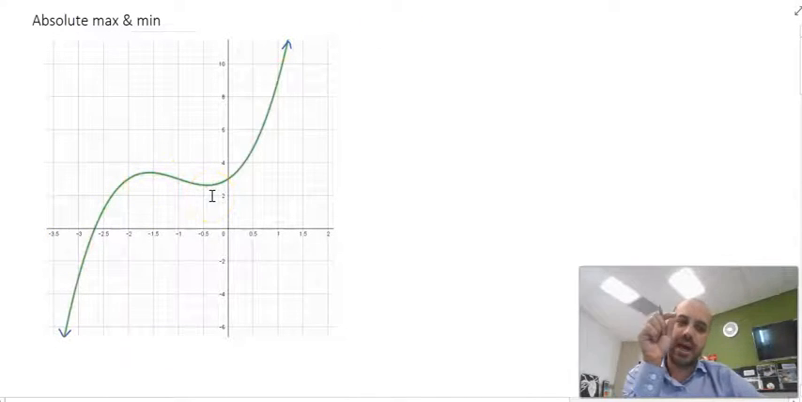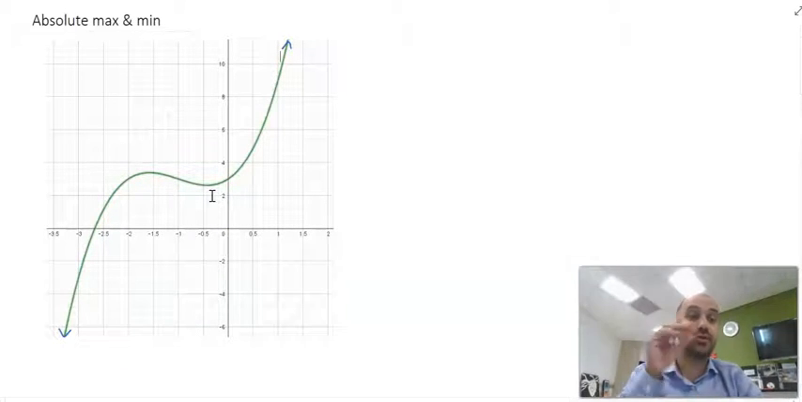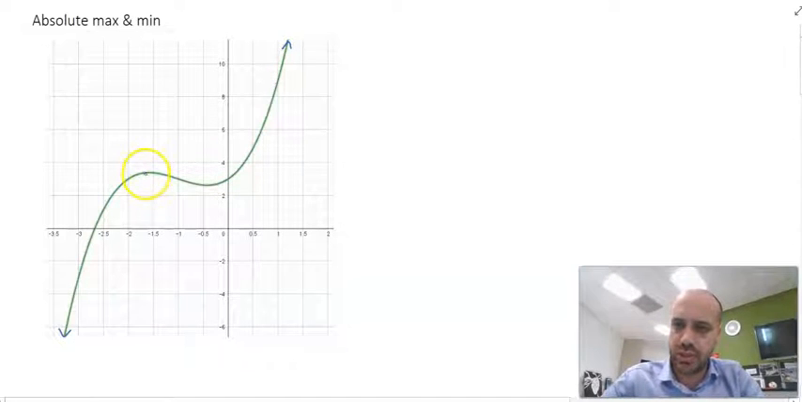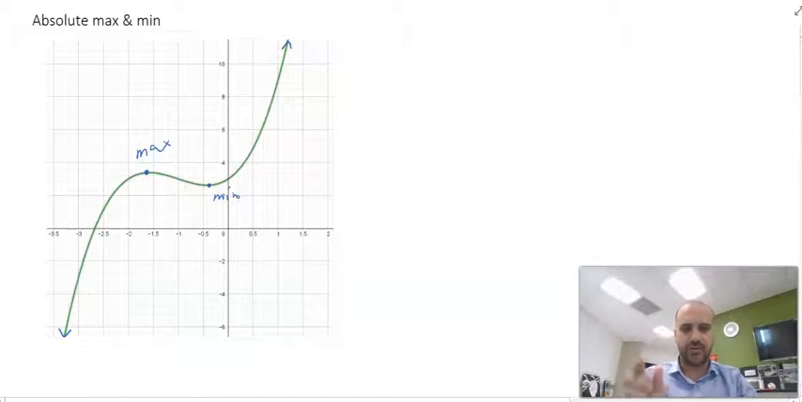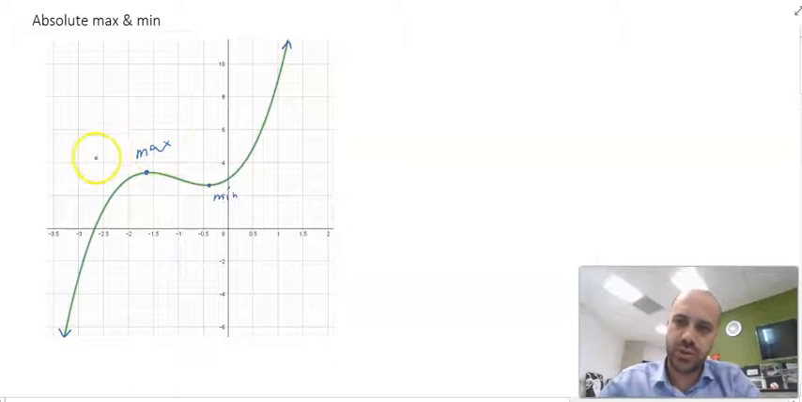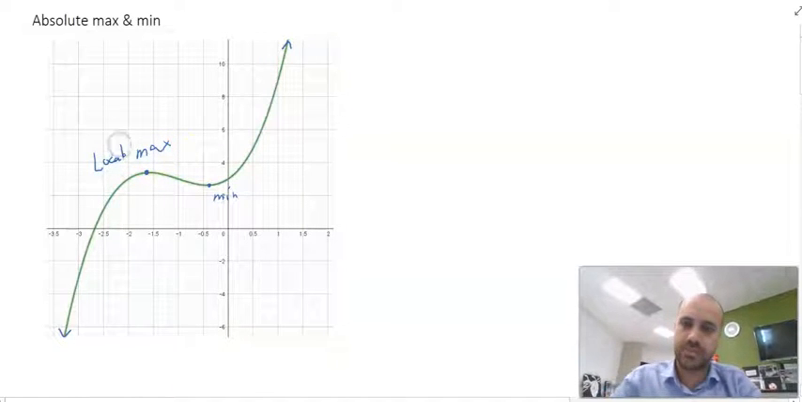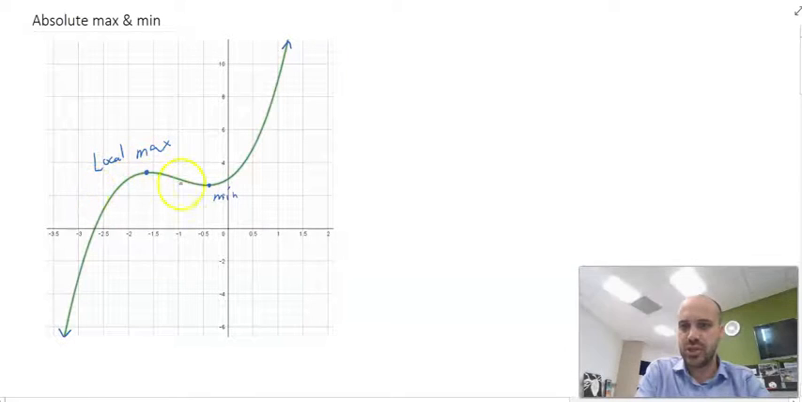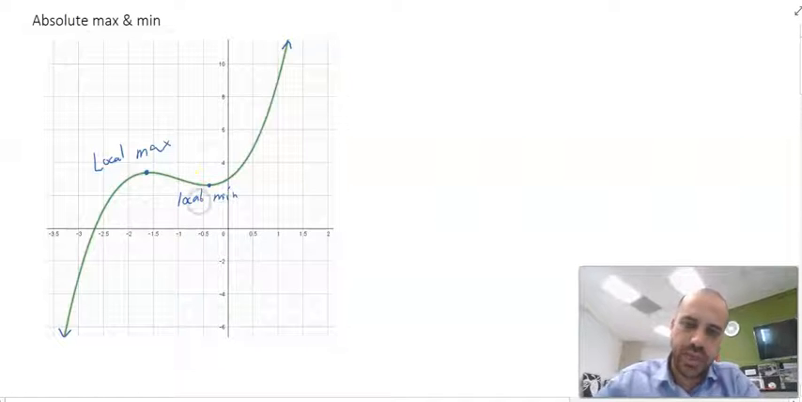Now let's talk about the maxes and mins. When you look at the maximums and the minimums, you might be thinking of turning points. And you might say, well, there's a turning point here and there's a turning point here, and this is the max and this is the min. But that's only half right, because this isn't the absolute maximum. This is what we call a local maximum. It's the maximum in a certain domain. And this is what we call the local minimum. It's the minimum in a certain domain.